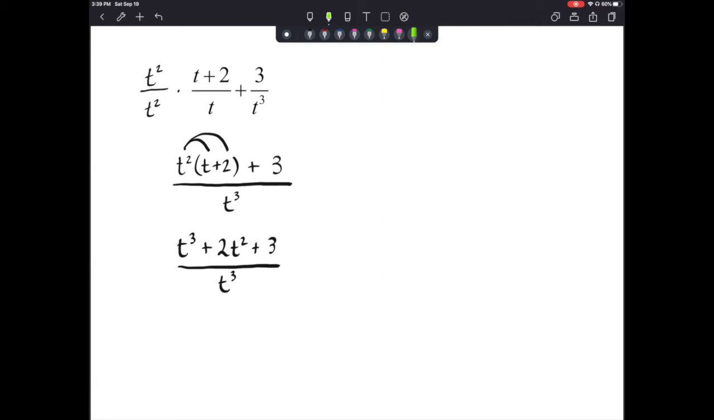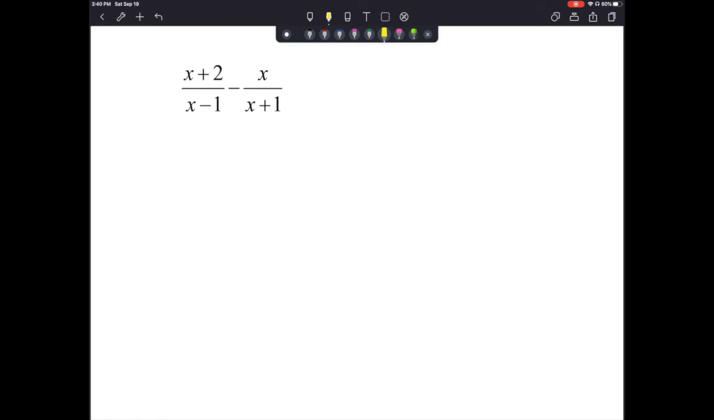As tempting as it is, remember, you cannot cancel out these t to the thirds because this t to the third is being added to all of this. It's got to be the same factor. So in this case, we look and say, does the numerator factor at all? It does not, and since it doesn't, this is our answer. t to the third plus 2t squared plus 3, all divided by t to the third.